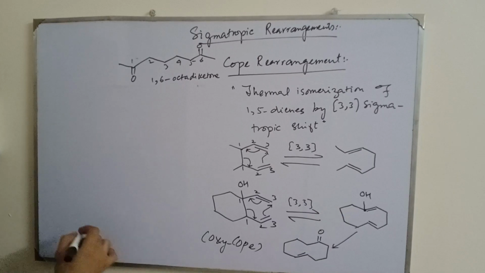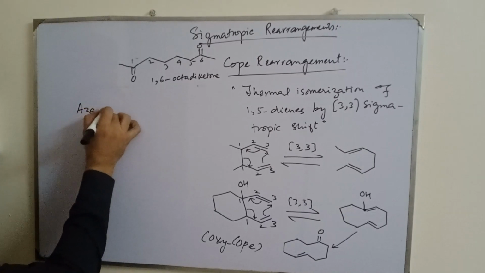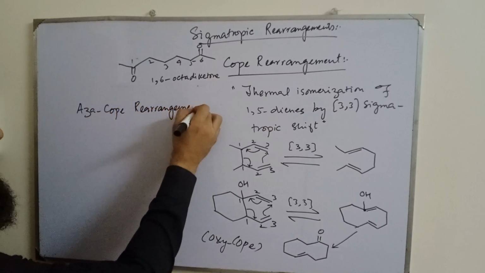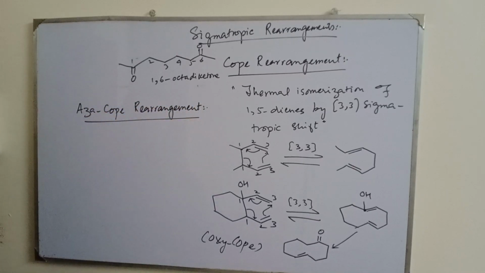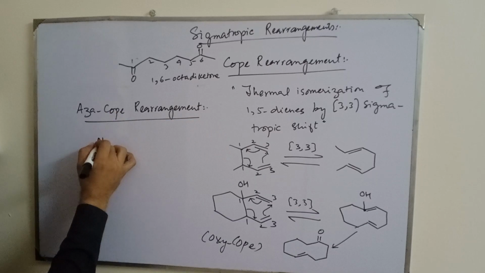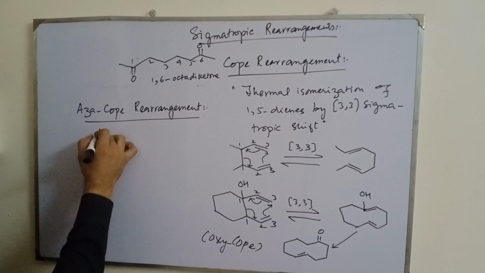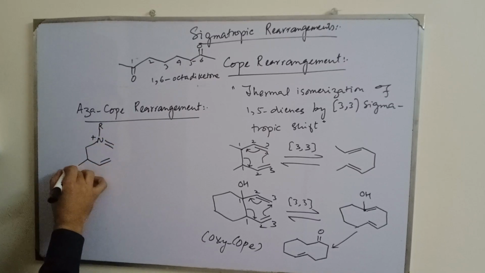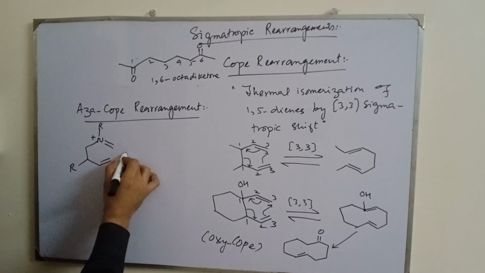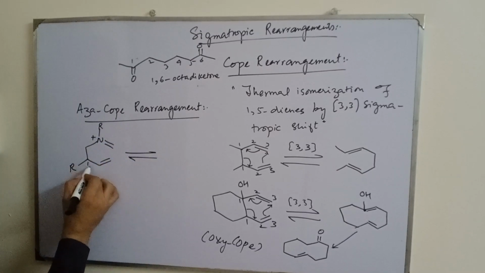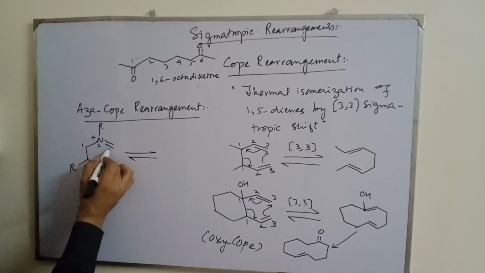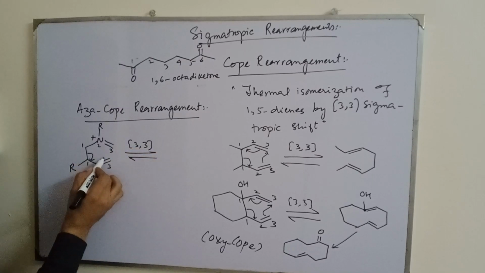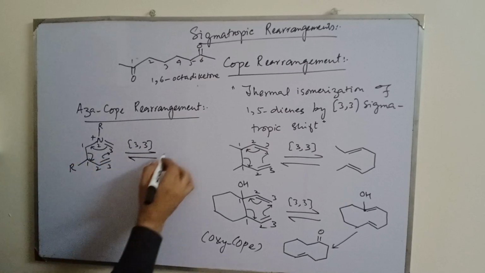Another variation is the aza-Cope rearrangement. In this rearrangement, this is again the modification of Cope rearrangement involving nitrogen. We have a molecule like this, and this is 1, 2, 3, 1, 2, 3, and a 3,3 sigmatropic shift. This shifts here, this shifts here, this shifts here. So we get this molecule.